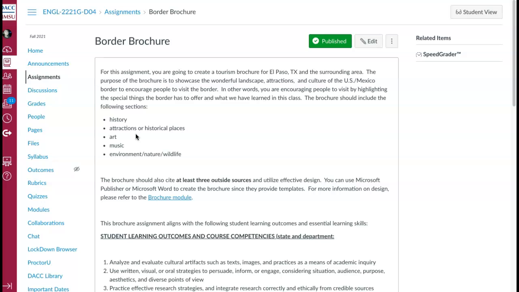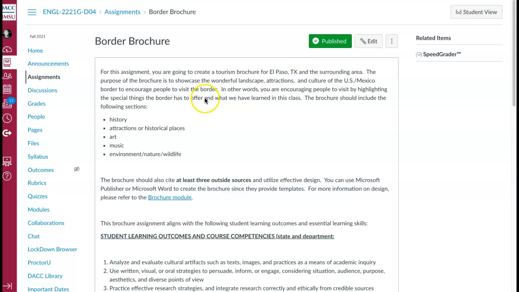But like I said, the brochure should be specific to El Paso, so you want to make sure that you conduct research that pertains to the local area. And also, you want to conduct research so that you can provide more detailed information. Because we have covered the history of the US border, but again, we covered it in terms of the entire US-Mexico border. And for this assignment, you want to focus more on the history of El Paso, Texas.